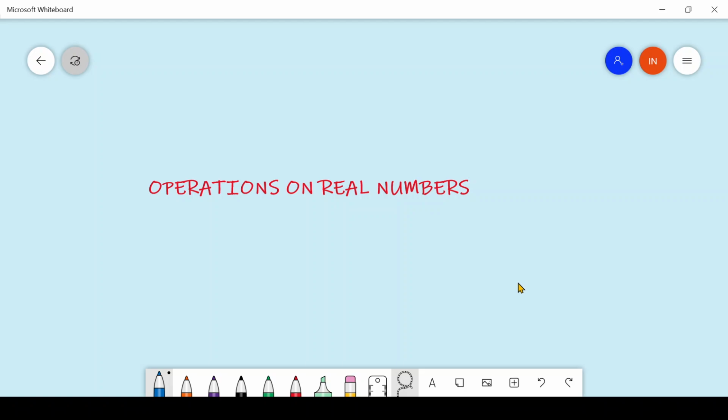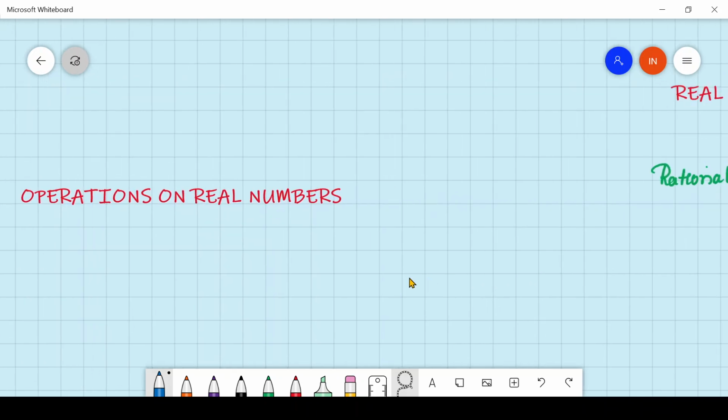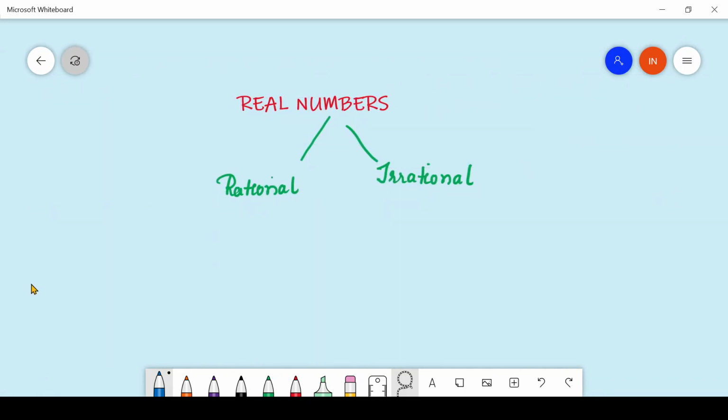Today let's see how we can do the operations on real numbers. This is from grade 9, chapter 1, number system. So we know already about real numbers, right? Real numbers contain both rational and irrational numbers. So let us see how we can do the operations.